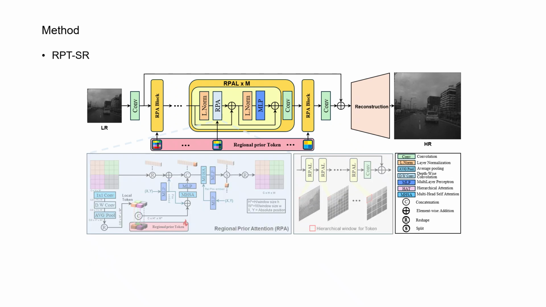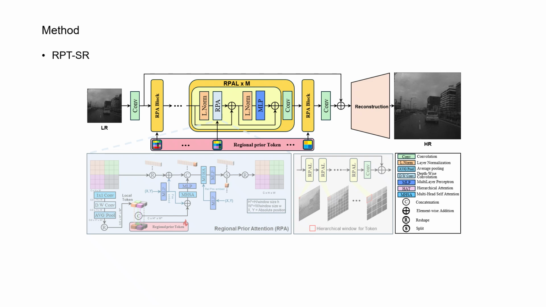Let's look inside the deep body. We utilize a standard transformer-based SR network structure as our backbone. As shown in the diagram, the network follows a three-stage design. First, a shallow feature stem extracts the initial features from the low-resolution input. Next, the deep body consists of multiple RPA blocks, which are the core of our network. Finally, a reconstruction head assembles the features to generate the high-resolution output.